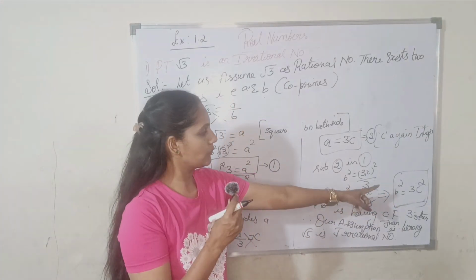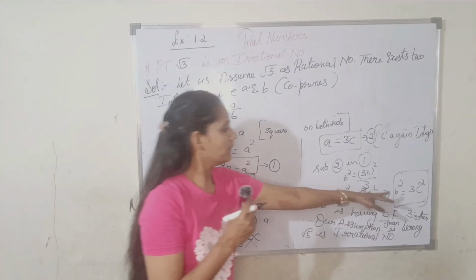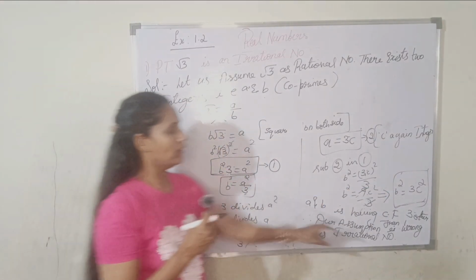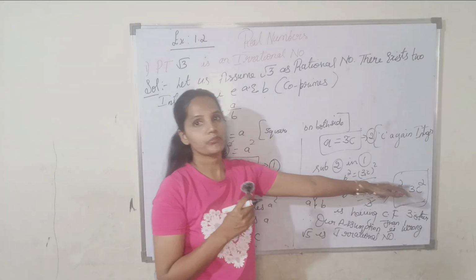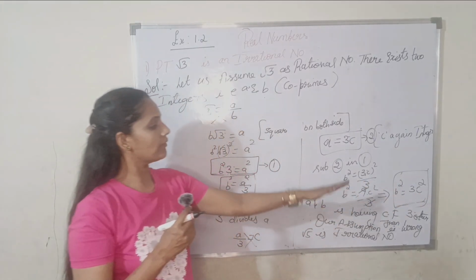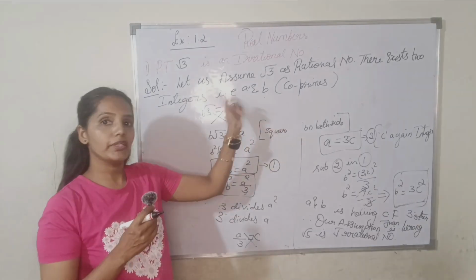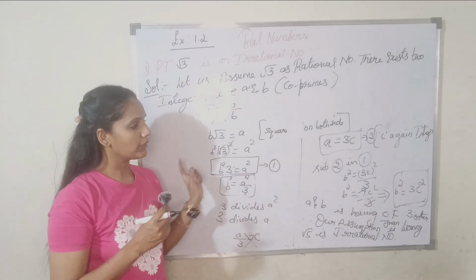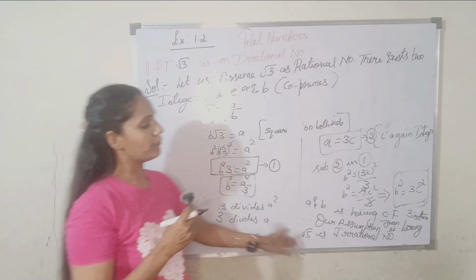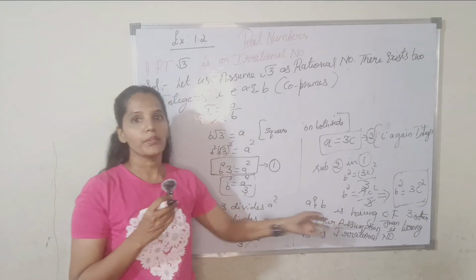When b square is equal to 3c, here and here, now a is having a factor 3 and b is having a factor 3. Now both a and b are having a common factor 3 other than 1. If they are co-prime, they should have only 1, right? But here they have 3. Therefore our assumption is wrong. Therefore root 3 is an irrational number.